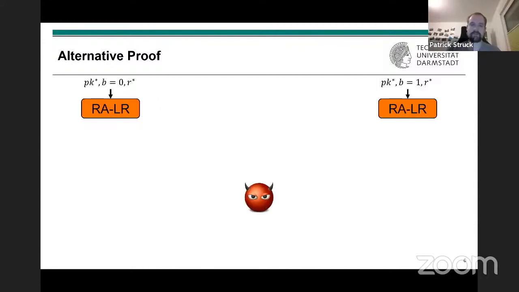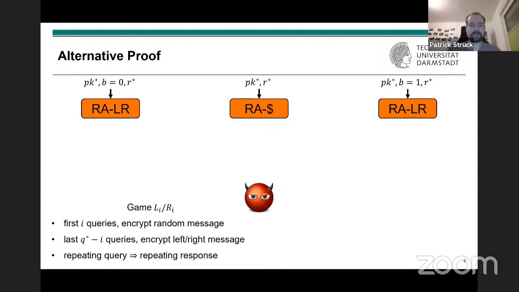Now here we have again the picture, the adversary trying to distinguish between the case where the oracle is instantiated with the 0 or with the 1. And now we essentially have something intermediate, where the oracle just responds by encrypting a random message instead of what the adversary queries. And then we can define a bunch of hybrid games, LI and RI, which answer for the first I queries by encrypting just a random message. And for all the remaining queries, they encrypt the left or the right message, depending on the game LI and RI. And whenever the adversary makes a repeating query, it will result in the repeating response the first time this query was made.